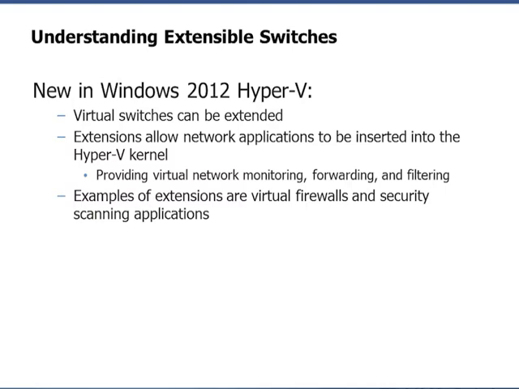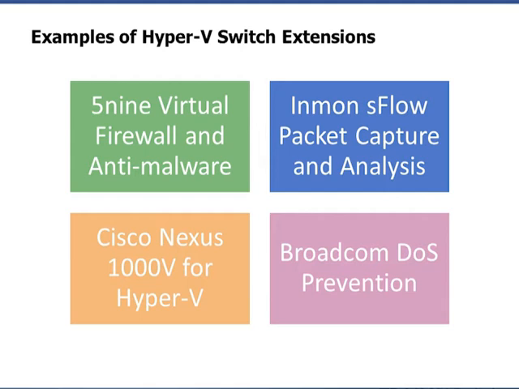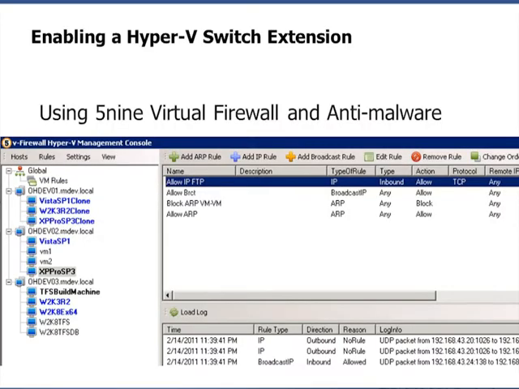Some examples of extensions are virtual firewalls or security scanning applications. Some of the Hyper-V switch extensions that I learned about at Microsoft TechEd this year are Five9's Virtual Firewall and Anti-Malware Solution, Inmon's S-Flow Packet Capture and Analysis Tool, Cisco Nexus 1000V for Hyper-V Now, and Broadcom Denial of Service Prevention. In this lesson, I'd like to demonstrate for you one of those tools that I selected, and that is the Five9 Virtual Firewall and Anti-Malware Solution.